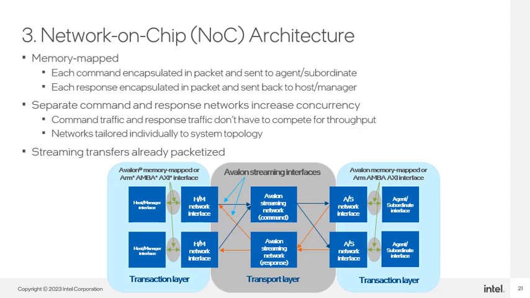Responses from agents or subordinates are again converted into packets and sent through the system back to the requesting host or manager on a separate response network, where they are again converted back into memory-mapped transfer responses. Separate command and response networks increase the concurrency of multiple simultaneous data transfers. For streaming transfers, not shown here, the data is already packetized as part of the interface standard itself, so those packets are transferred through the system as is on their own separate point-to-point streaming connections.